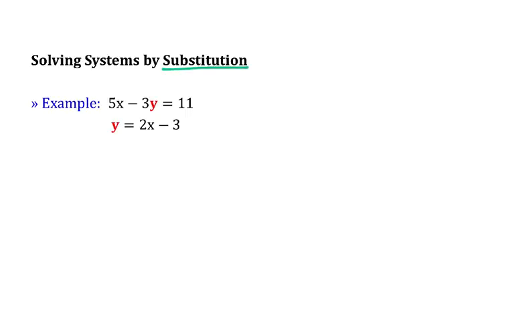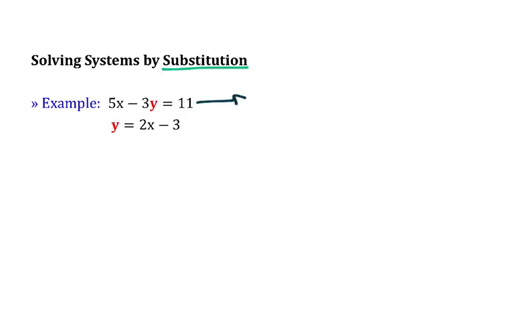So our example gives us 5x minus 3y equals 11 and y equals 2x minus 3. We are trying to find the value of x and y that make both these equations true. Like the name of this method implies, we're actually going to do some substitution, and here a nice substitution would be in our first equation, anytime we see the variable y, we can plug it in with another equivalent expression, which is given in equation 2.